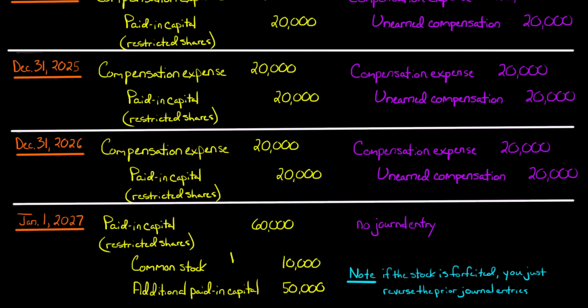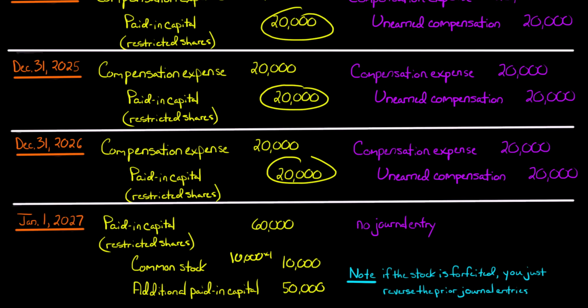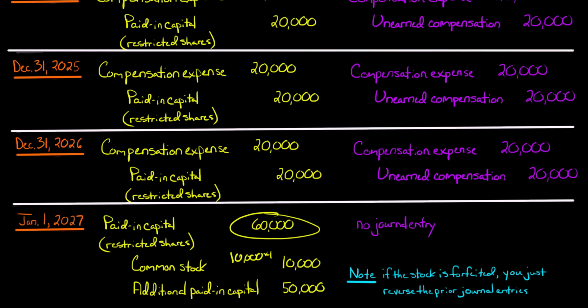10,000 shares at $1 par value per share. So 10,000 times 1 is 10,000. That's where that came from. And then why is this paid-in capital debited for $60,000? We had credited it 3 different times for $20,000. So it had a balance of $60,000. So we're going to debit it for $60,000 because debiting the equity account will get rid of it, right?